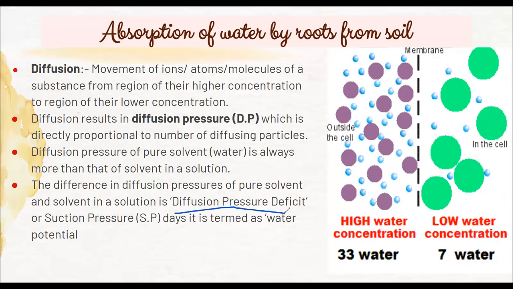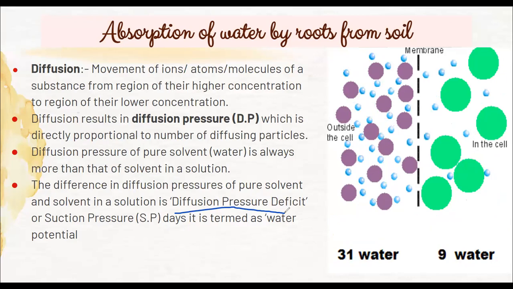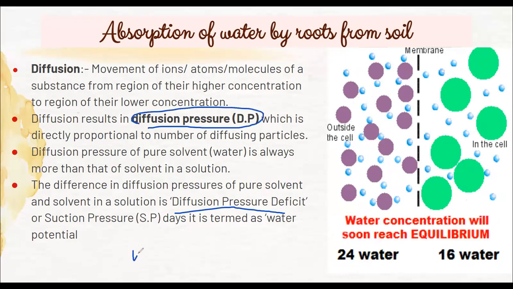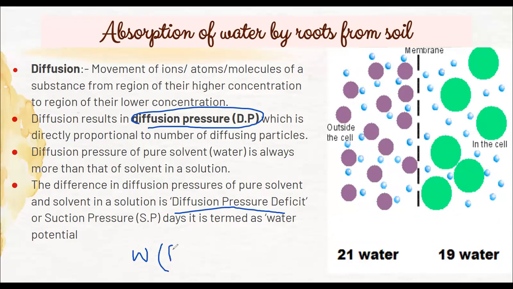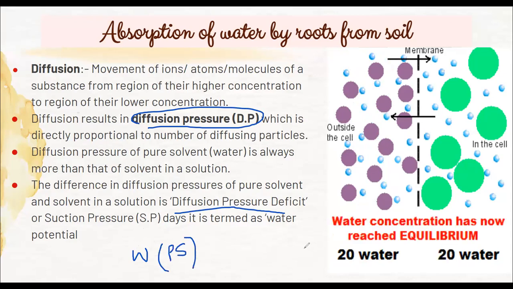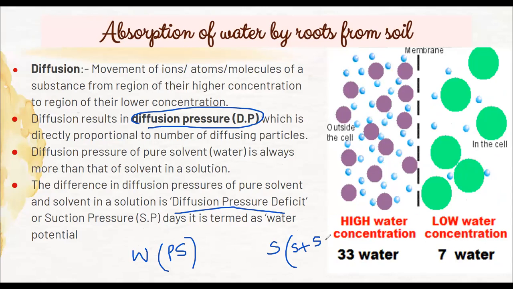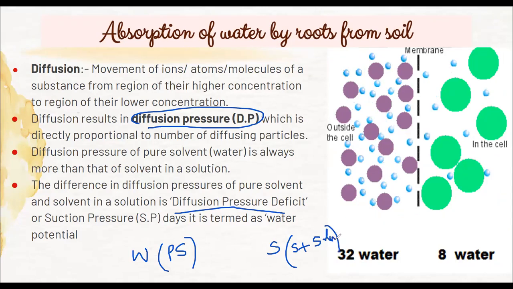What is diffusion pressure deficit? This is the difference in the diffusion pressure. So we know what diffusion pressure is. We take two examples: water, which is a pure solvent, and a solution which has solute plus solvent. I hope you are familiar with all these terminologies. Solute plus solvent, this is a solution.